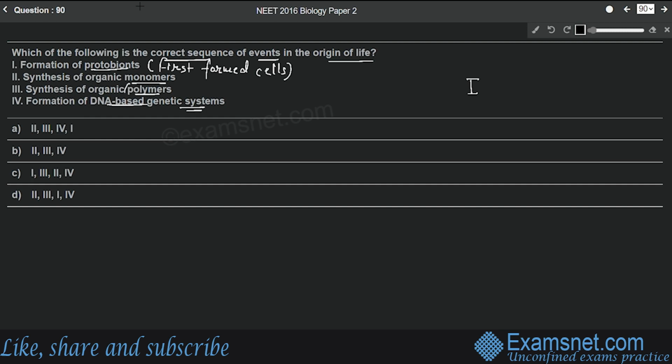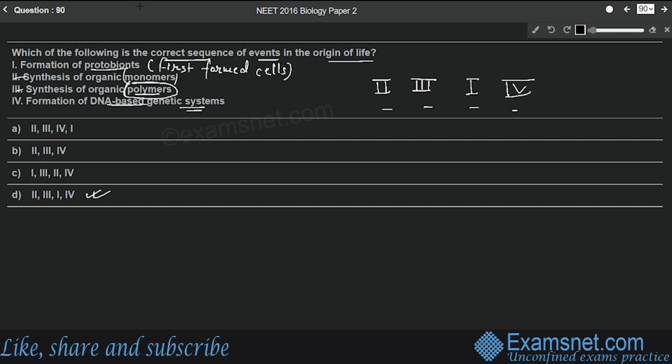Now organic polymers and monomers both are there. So for the formation of polymers we need monomers, right? Because these are formed from the monomers only. So before 3, 2 will come. Okay, so first 2, that means the formation of organic monomers, then 3, that is formation of organic polymers, and then these will aggregate to form the cells. So first one, okay, and at last the genetic system would be formed. So fourth one will be the last. So this is the sequence 2, 3, 1 and 4. Therefore the correct one will be option number D. Okay, this is the correct answer.